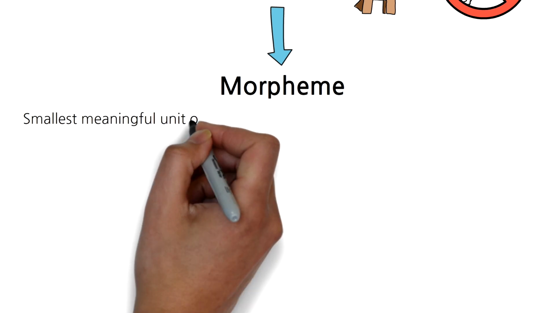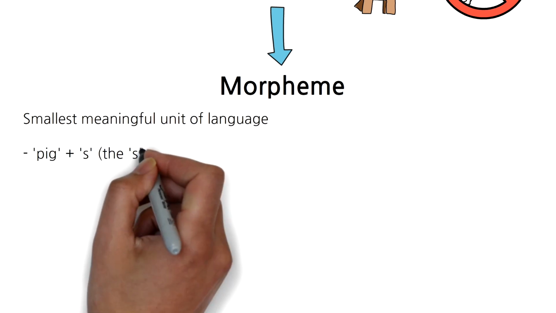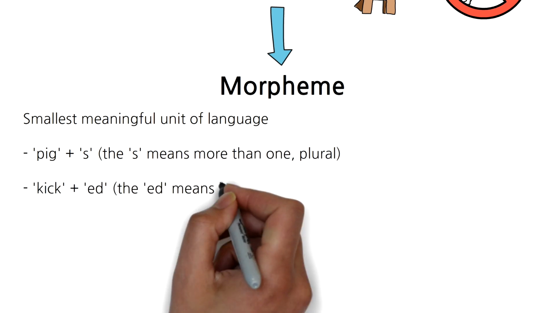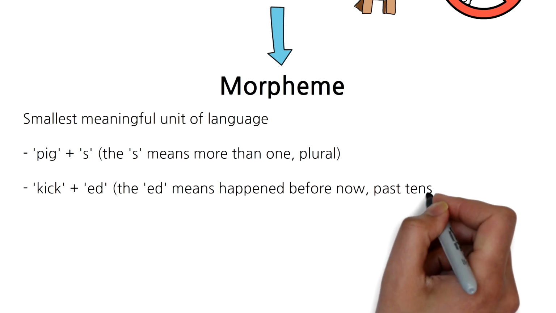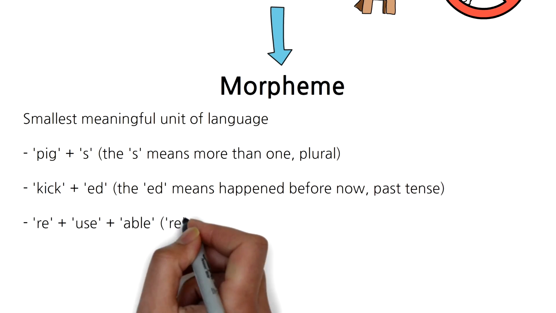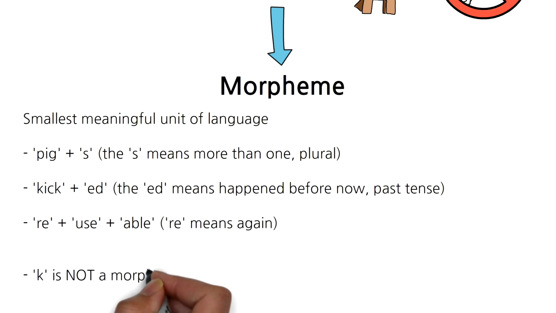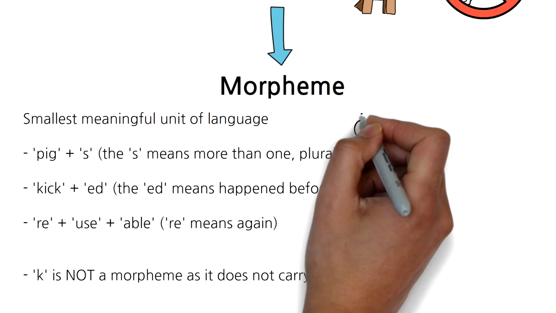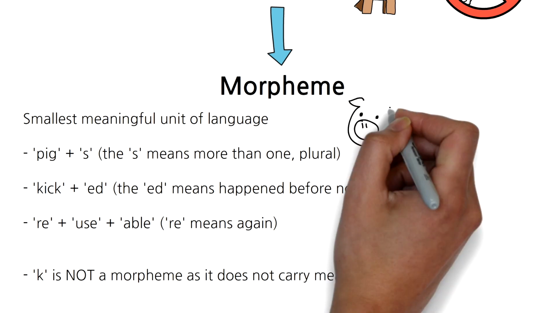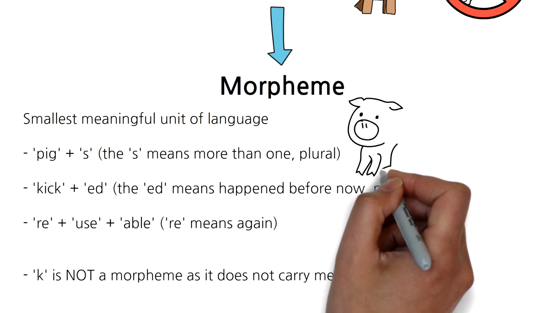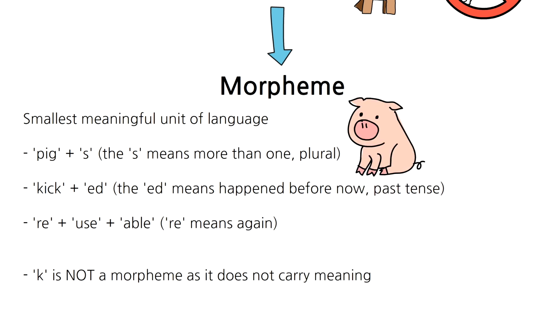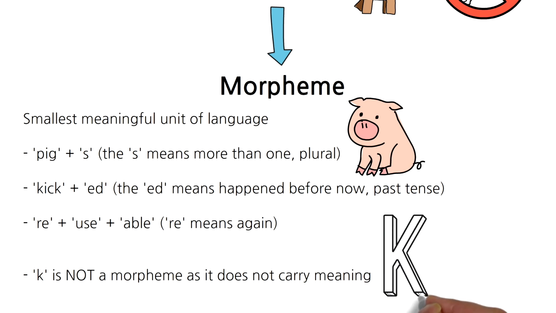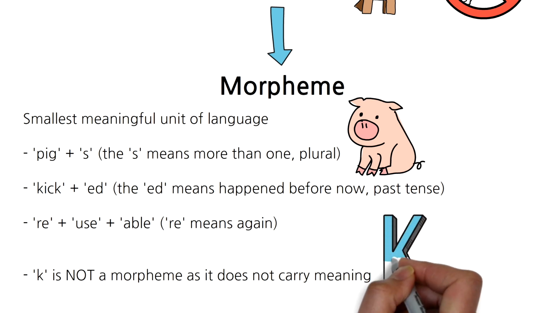So what is a morpheme? It is the smallest meaningful unit of language. So for example, pigs, the S here means more than one, it's the plural. Kicked, adding the ed at the end of kick, here probably means happened before now, the past tense. Reusable, the re at the start means again. These are examples where the smallest letter or combination of letters adds more meaning to the language that we use. An example of a letter that doesn't would be K. K is not a morpheme and it does not carry any meaning.